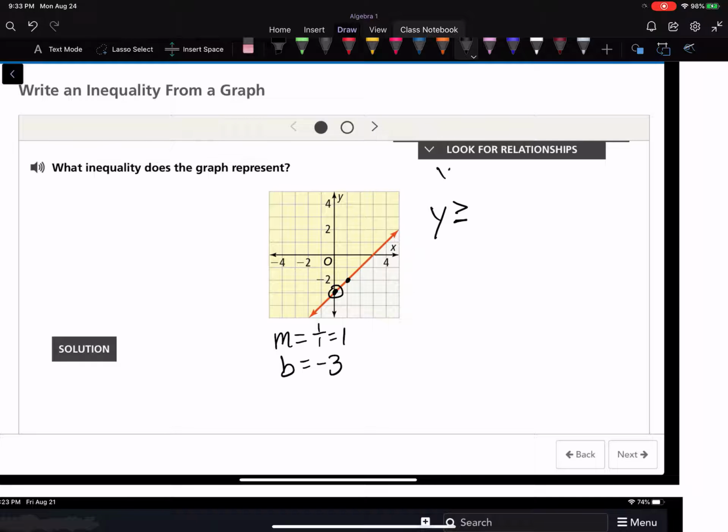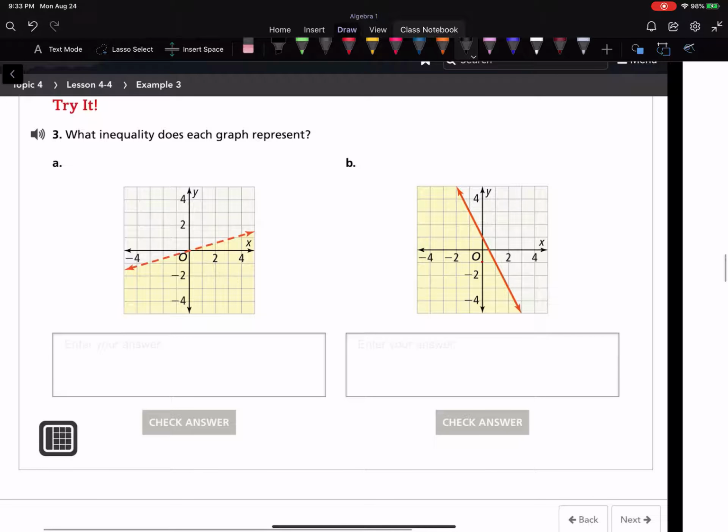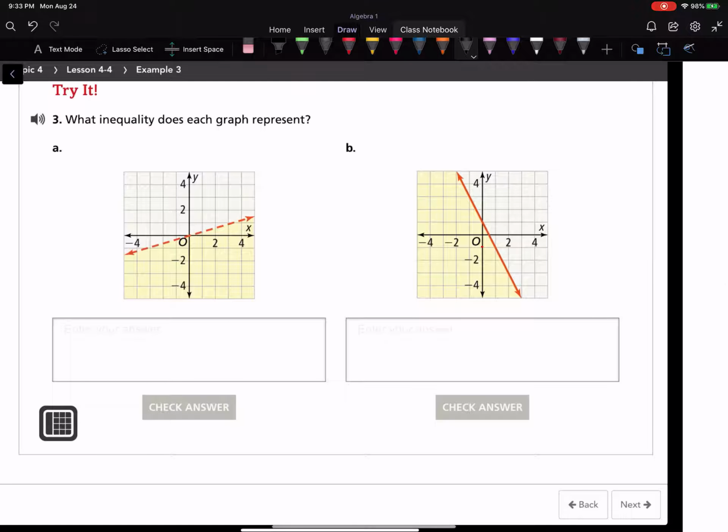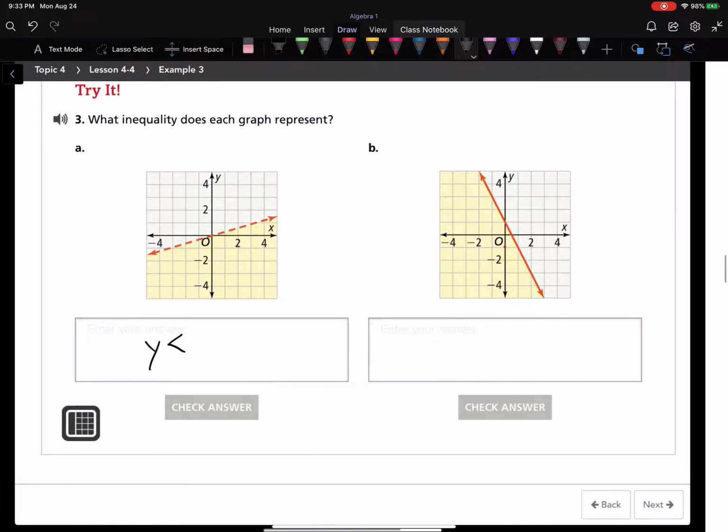And then, like I said earlier, you just plug it in. But rather than putting an equal sign, you put the appropriate inequality. So this would be y is greater than or equal to 1x minus 3. So these are nice and quick and easy. Another couple examples here. Just doing it kind of quick here. We got y. It's shaded below. So that's going to be less than, and it's not equal to because it's a dotted line.